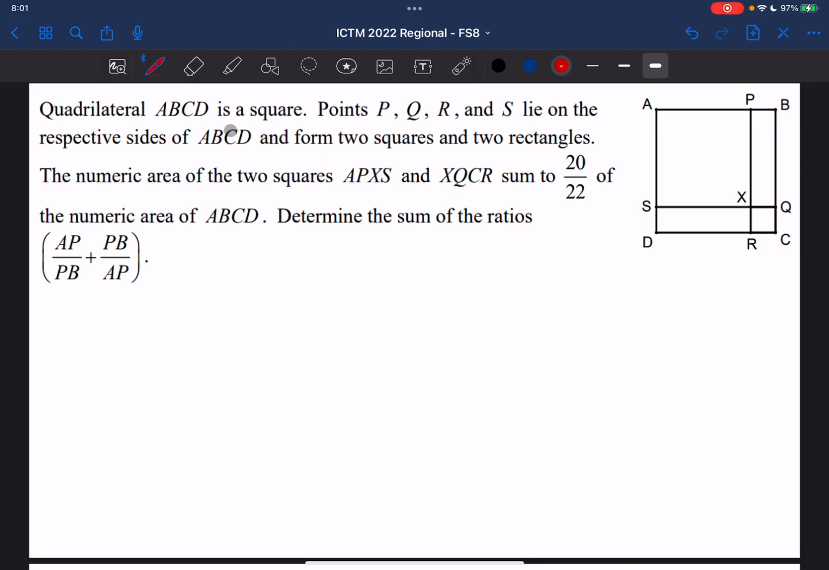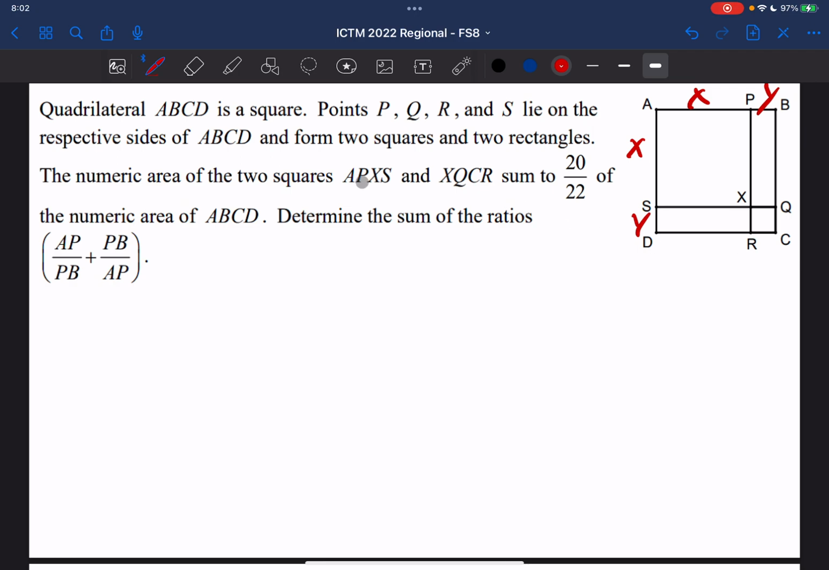So in this problem, we have quadrilateral ABCD is a square. Now that's important in a minute. Points P, Q, R, and S lie on the sides of ABCD and they form two squares and two rectangles. So what I'm going to do is label this X and Y here and X and Y here.